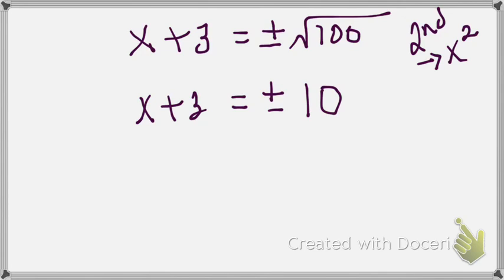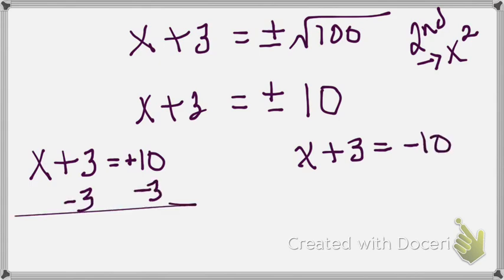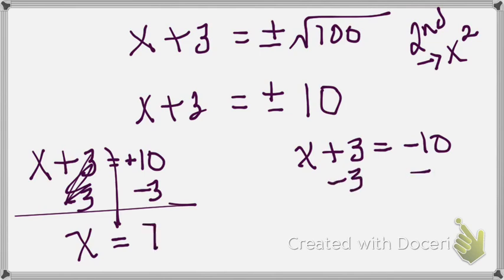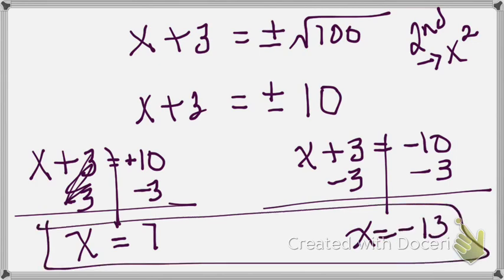Okay? At this particular point in time, I told you you need to set up 2 different equations. One where you have a positive 10 right here, okay? A positive 10, and then the other one over here where you have a negative 10. From this point, you can subtract 3 from both of these solutions, and this becomes 7. And when I subtract 3 from this negative 10, I get a negative 13. I have now 2 nice solutions.